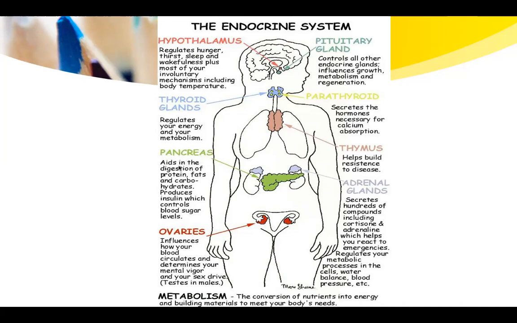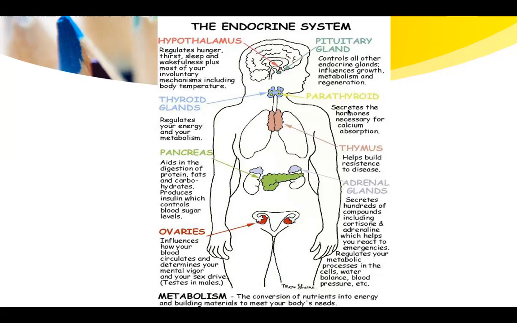The pancreas aids in the digestion of proteins, fats, and carbohydrates, and produces insulin, which controls the blood sugar level. For the girls, you have the ovaries, which influence how your blood circulates and determine your mental vigor and your sex drive.